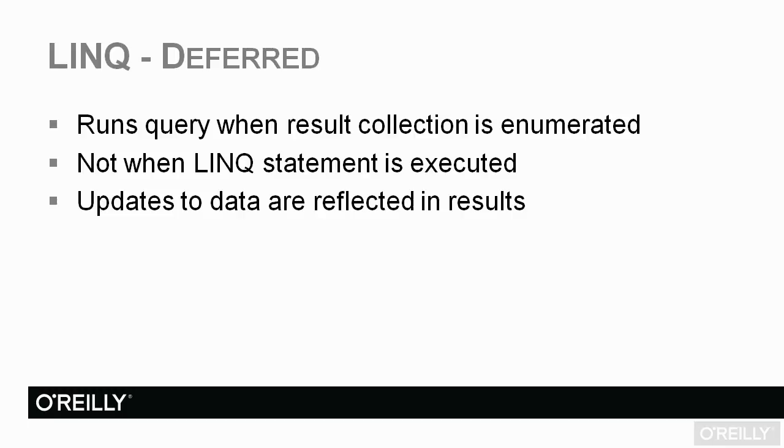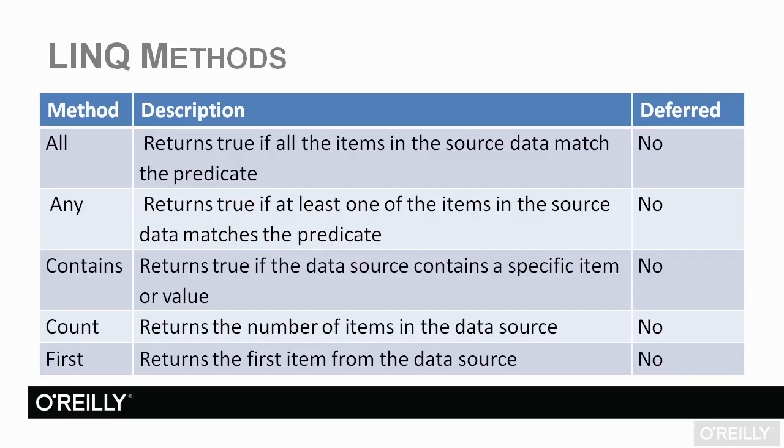So that means the data is as fresh as it can be. We're going to take a look at a number of the LINQ methods. The table will indicate whether the results are deferred or not. LINQ has a lot of methods, and I just thought I would take a look at some of them, and you can go through the table and take a look at the documentation for the others.